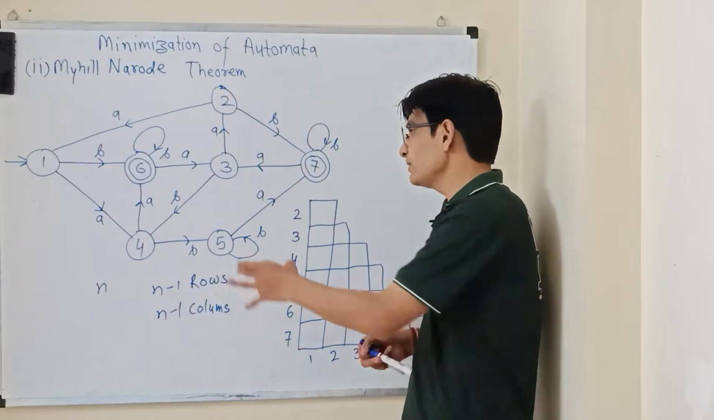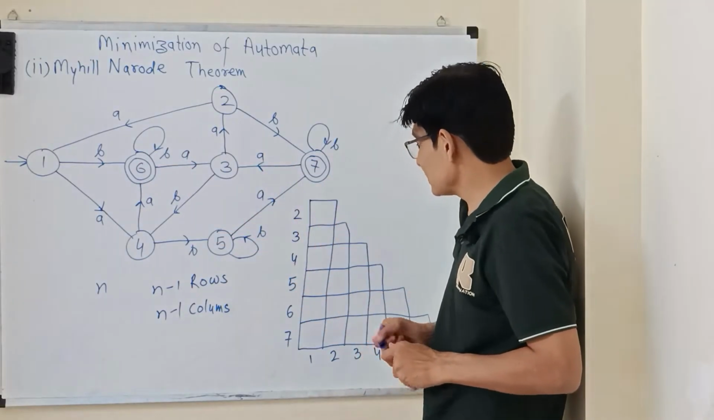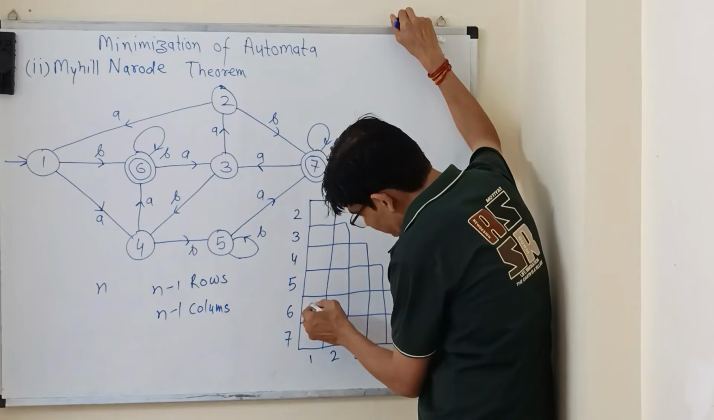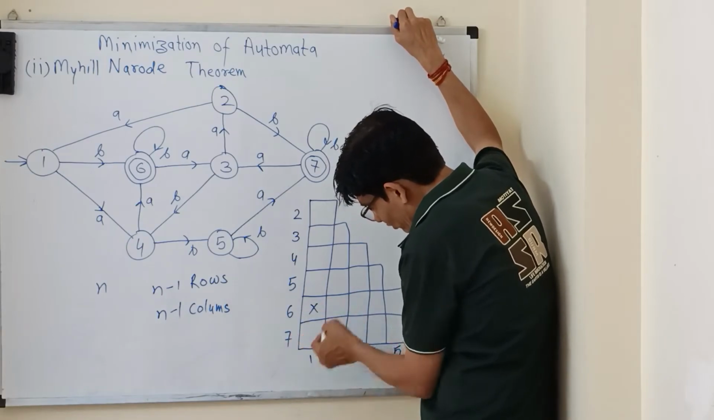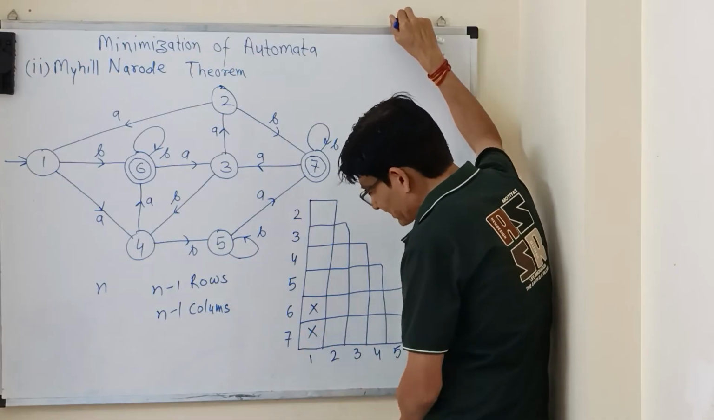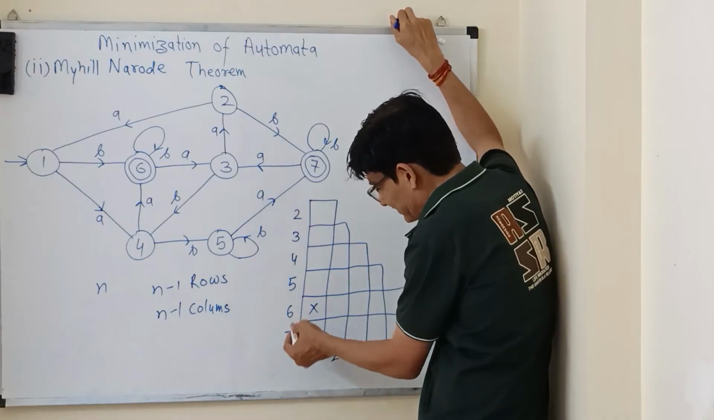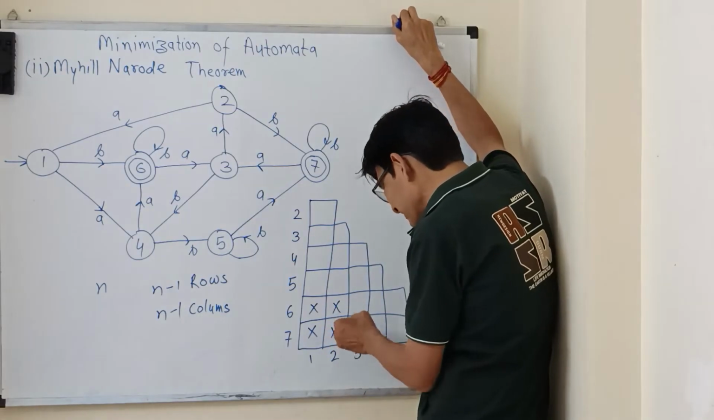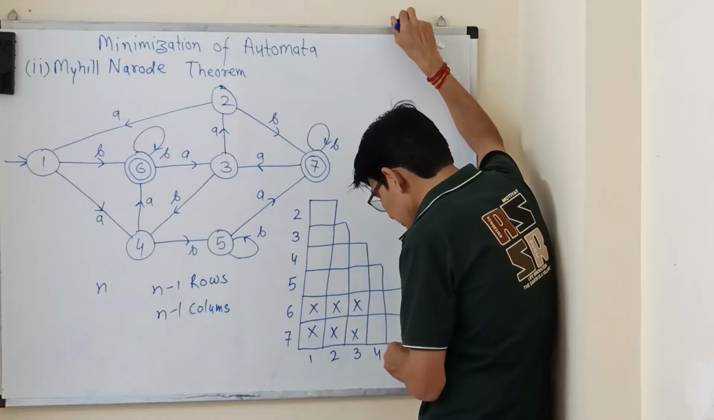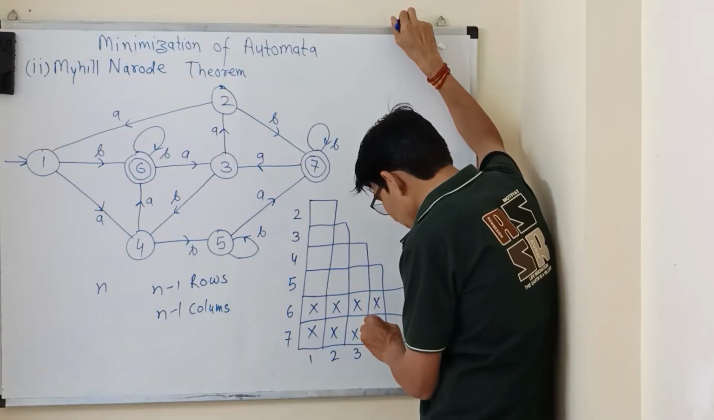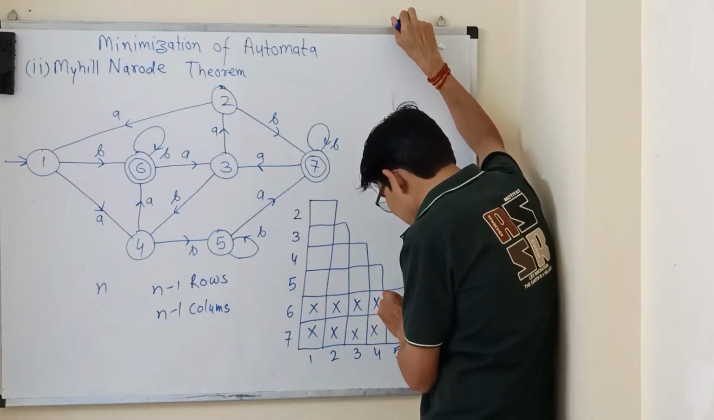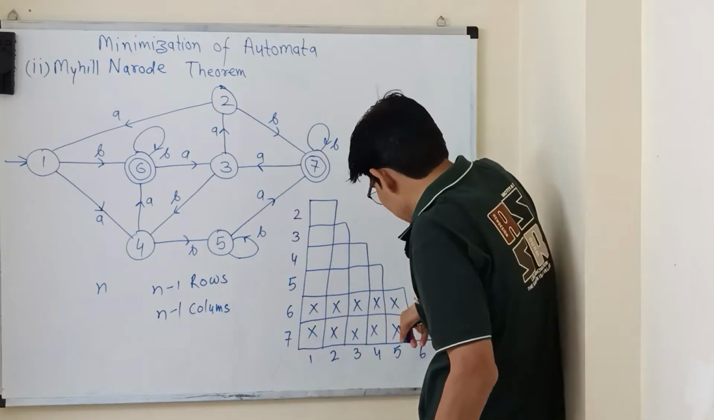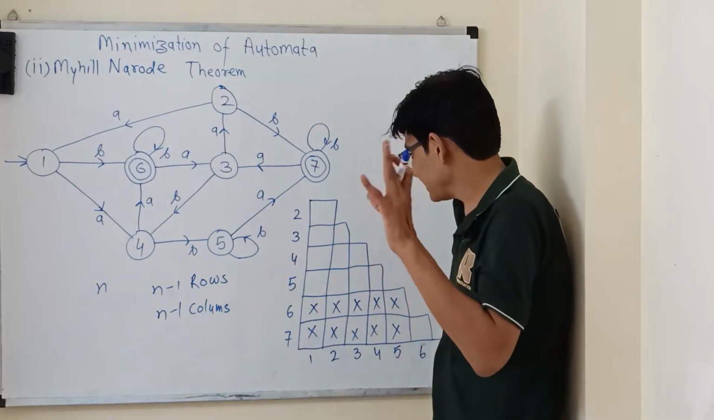Now here we have 6 and 7 as final states. All others are non-final states. So we can put a cross for 6 and 1, and 7 and 1, because 1 is non-final and both of these are final. We can put crosses for 6 and 2, 7 and 2, then 6 and 3, 7 and 3, 6 and 4, 7 and 4, then 6 and 5, and 7 and 5. Now 7 and 6 are both final, so we will not put any cross there.